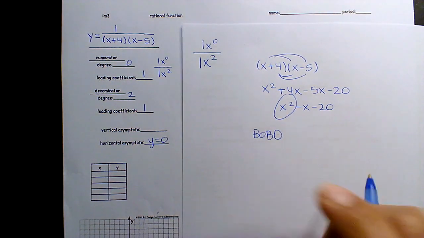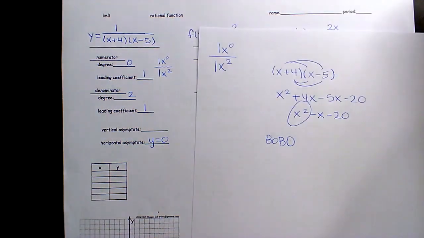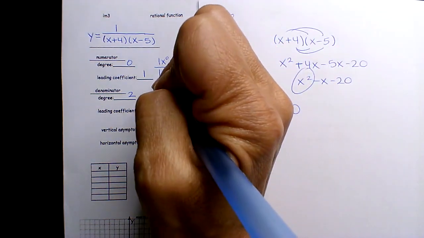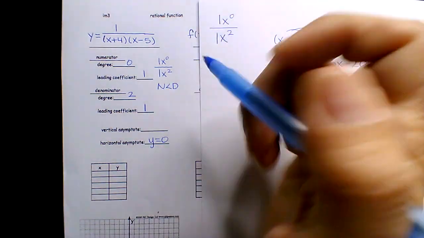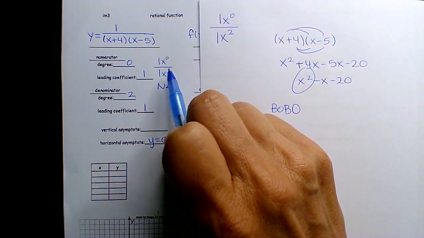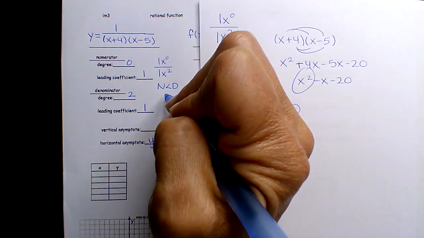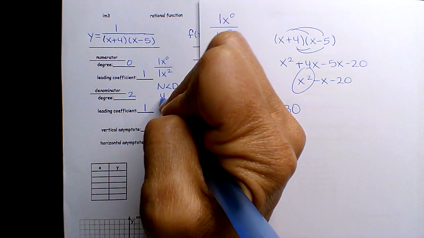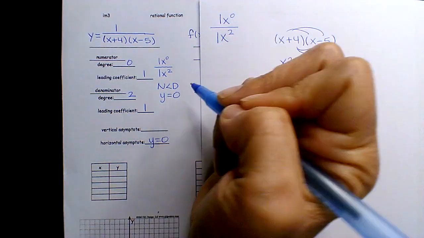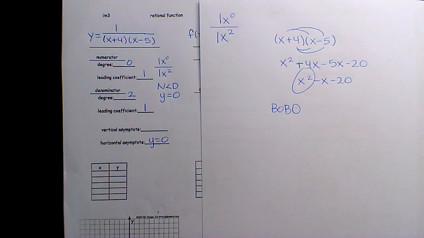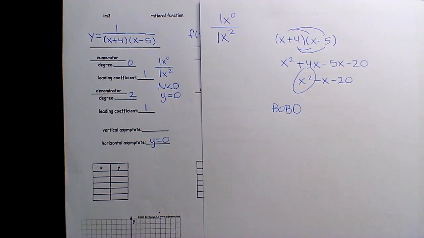Okay, I never learned that. I learned if the degree of the numerator is less than the denominator, see how 0 is less than 2, then your horizontal asymptote is y equals 0. Sorry, I totally forgot my train of thought.